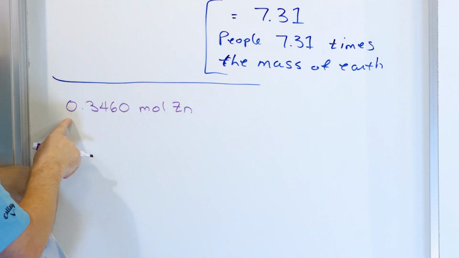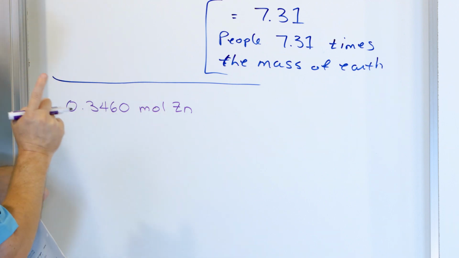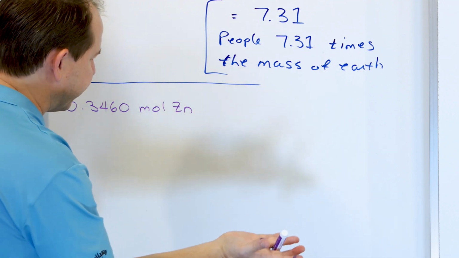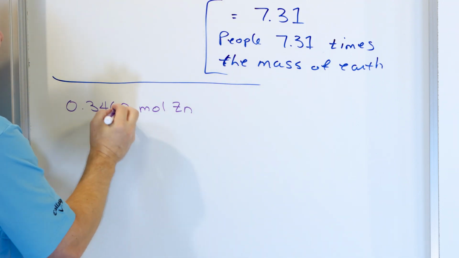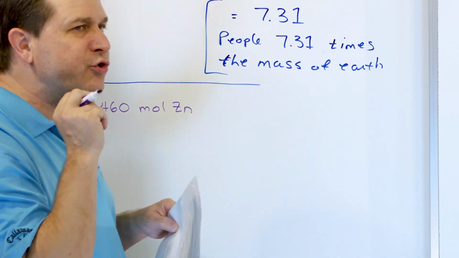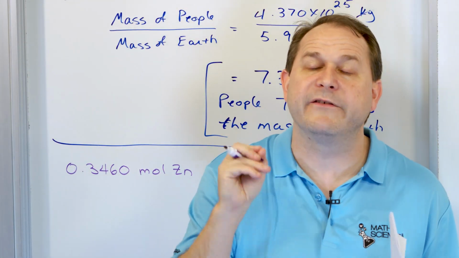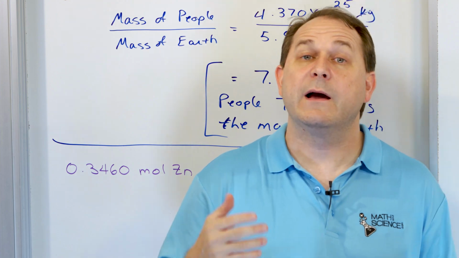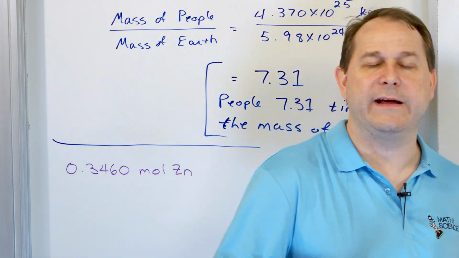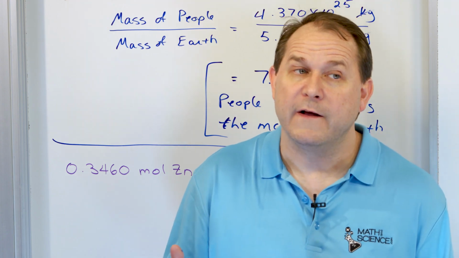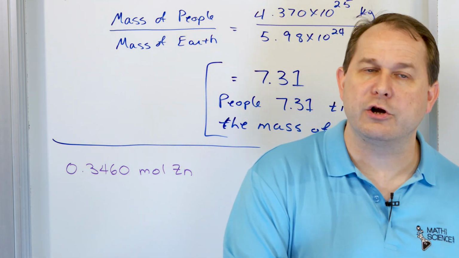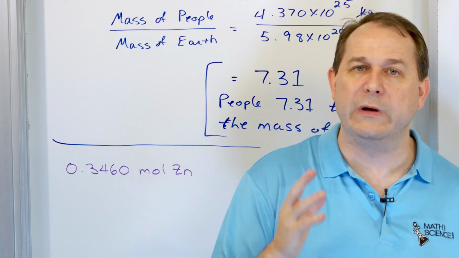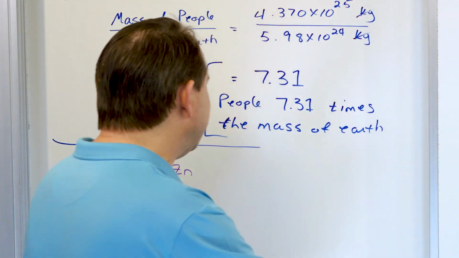Now notice I did not write 0.3460 moles. I did not write 0.3460 zinc. I did not write 0.3460 atoms or whatever. I wrote 0.3460 moles of zinc. When you are doing these problems in chemistry, you must be explicit. If you're talking about moles of something, you say moles of whatever it is. If you're talking about atoms of something, you say atoms of whatever it is. If you're talking about molecules of water, you don't just say molecules, you don't just say water, you say molecules of water. You have to be explicit in everything you write, otherwise you will get confused when you're canceling units. So please take my advice.